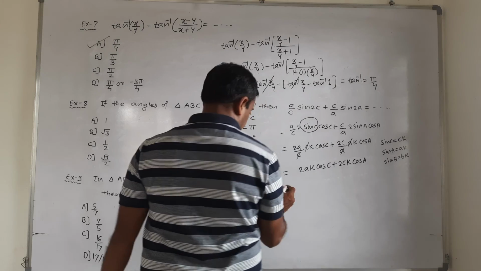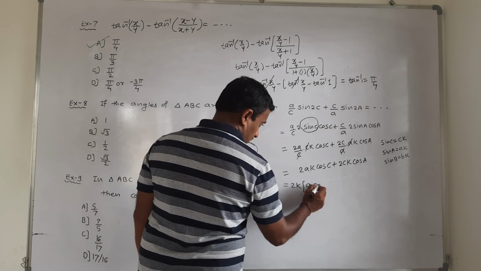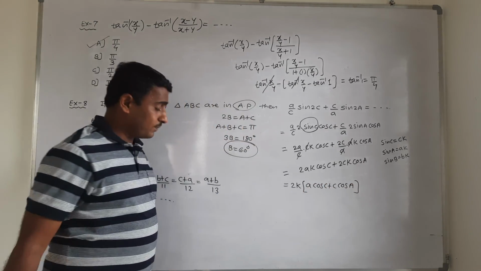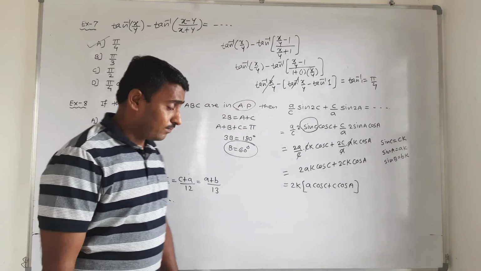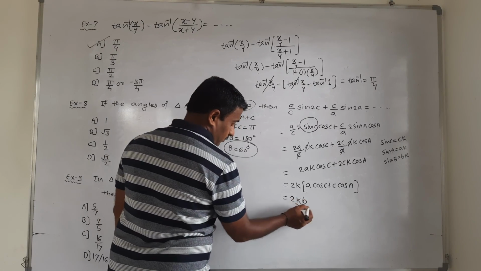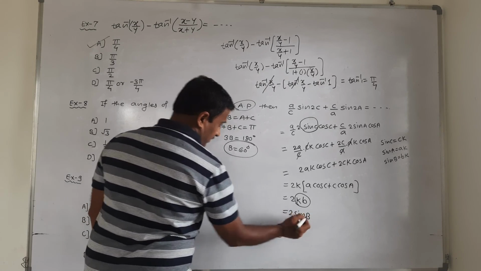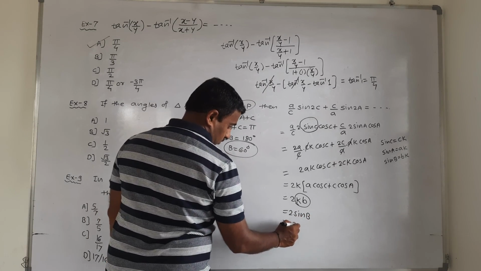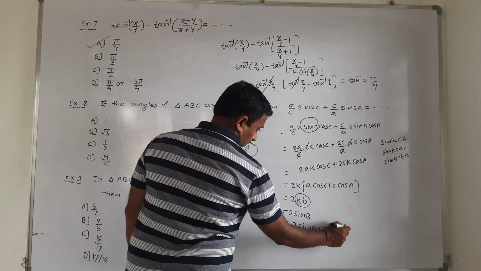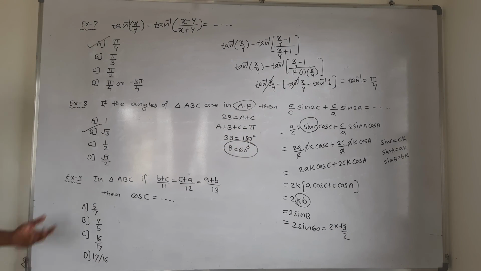Now I take 2k out, that is a cos c plus c cos a. And by the projection formula it is b. So 2kb, and kb, or bk, is equal to sin b. So 2 sin b, and b is equal to 60, therefore 2 sin 60 is 2 into root 3 by 2, which is just root 3. The 2s cancel, so option b, root 3.